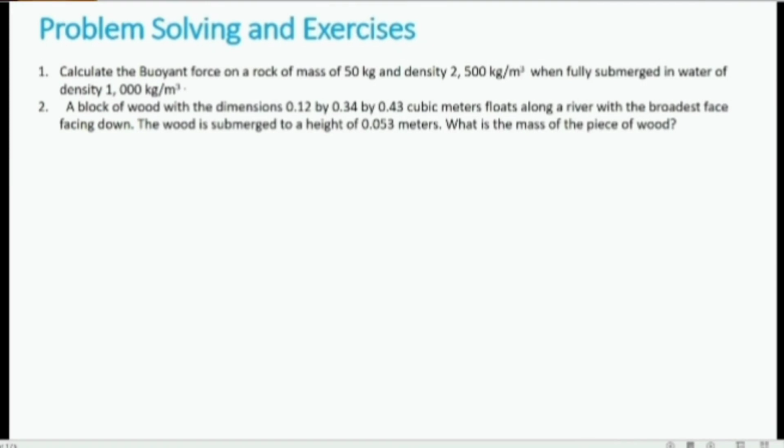Okay, for problem number 2, a block of wood with the dimension of 0.12 by 0.34 by 0.43 cubic meters floats along a river with the broadest face facing down. The wood is submerged to a height of 0.053 meters. What is the mass of the piece of wood? So yung hinahanap po natin dito yung mass ng piece of wood.